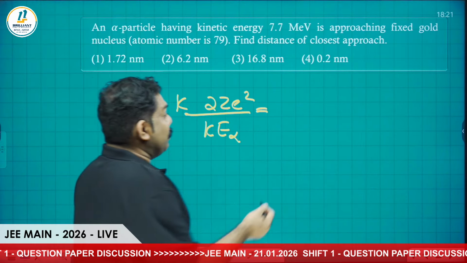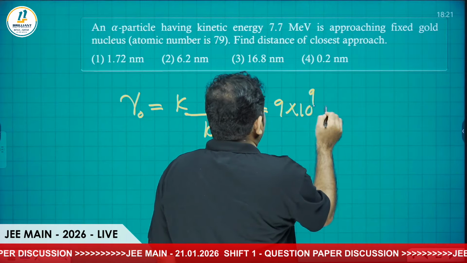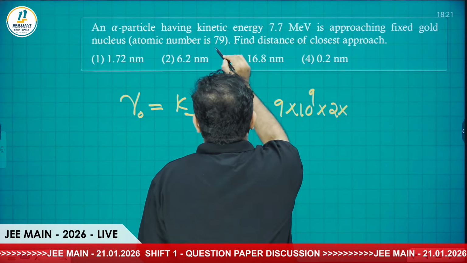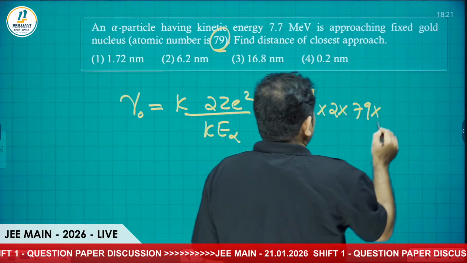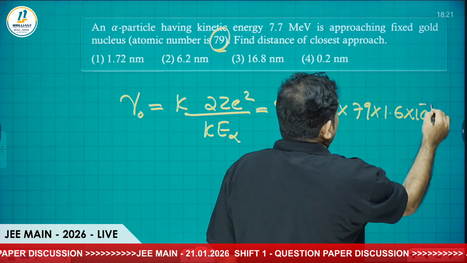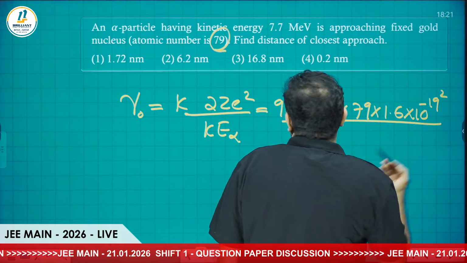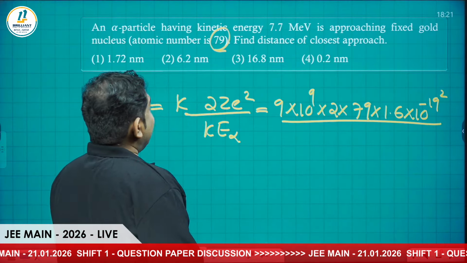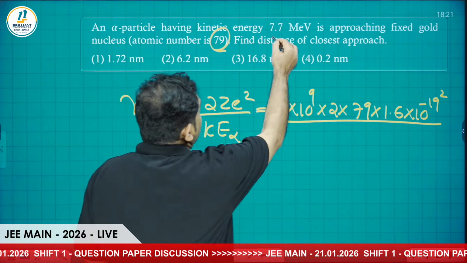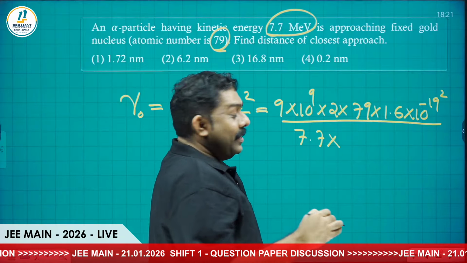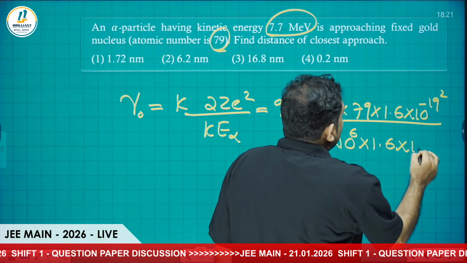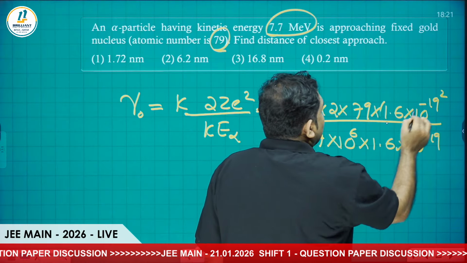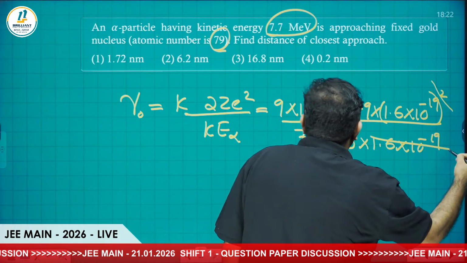The K value we know, 9 into 10 raised to 9. So 9 into 10 raised to 9, 2 into, for the gold nucleus, 79 and e. That is equal to 1.6 into 10 raised to minus 19, squared, divided by the kinetic energy of alpha, 7.7 MeV. So 7.7 mega, 10 raised to 6, eV to joule 1.6 into 10 raised to minus 19. So this square and this 19 are gone.